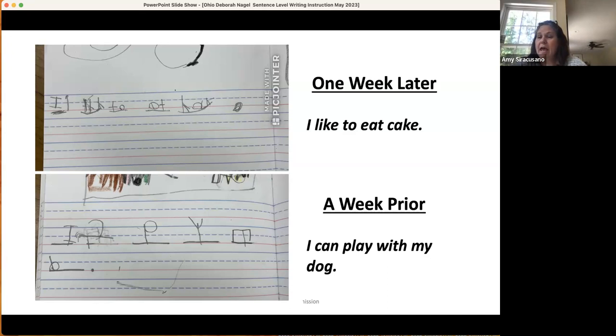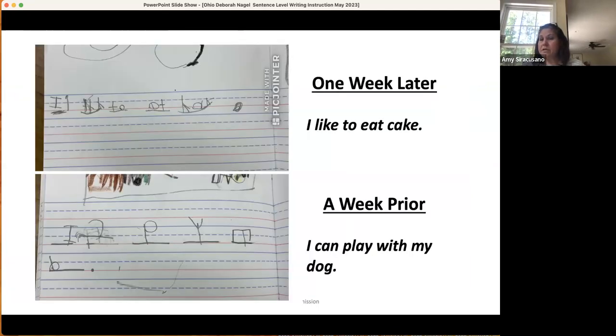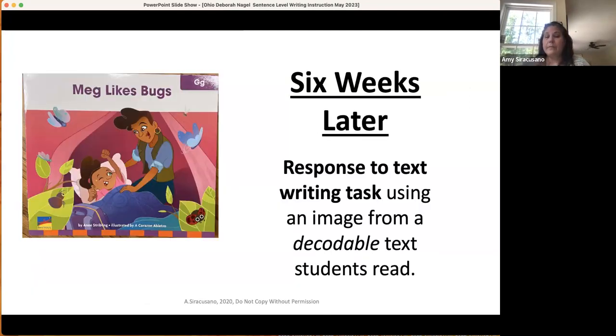Huge difference. And if you think back to Ehri's phases, you can definitely see that shift between at least 2 phases, kind of playing and manipulating in between early and later alphabetic. So that was a week later. She didn't model this every day. The first week, she might have modeled it 3 times and then gave them a couple minutes to write. Then after that, she might have done 2 times. And then she would model when she did a new type of writing. So I'll show you where she brought this into the other types of writing.